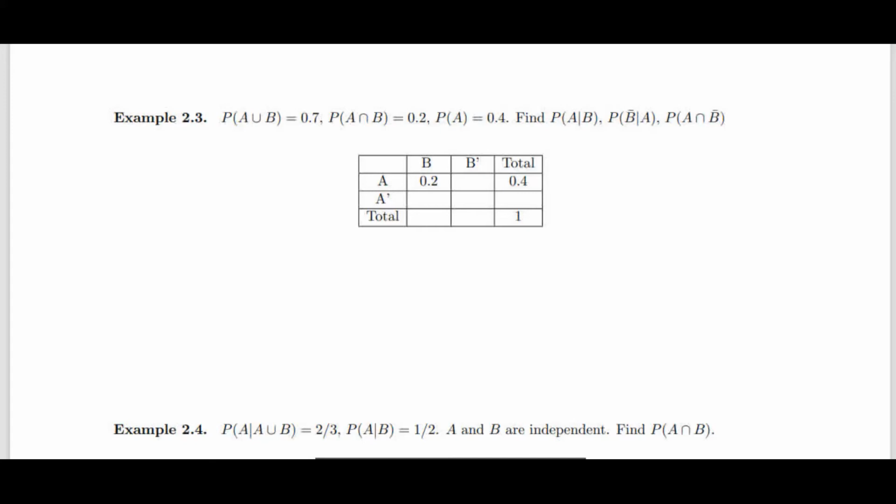So let's say it says here P(A). We have two factors: A or not A, B or not B. There's A and B, right? So P(A) equals 0.4, then A bar, not A, is 0.6. And P(A and B) is 0.2, so here's 0.2.